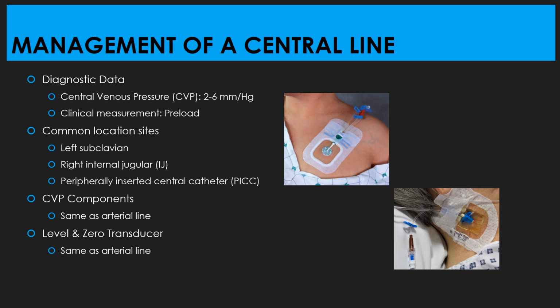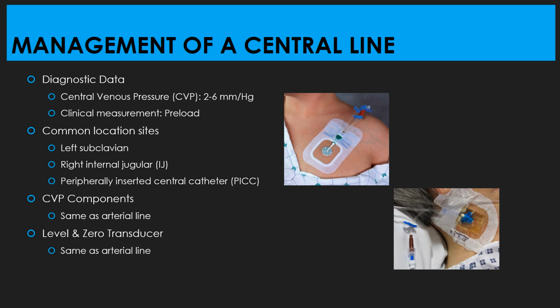Some common location sites for a central line: left subclavian. We also have the right internal jugular. We also call this a right IJ. And then you can also use a PICC line to get a CVP reading. We prefer the left subclavian.